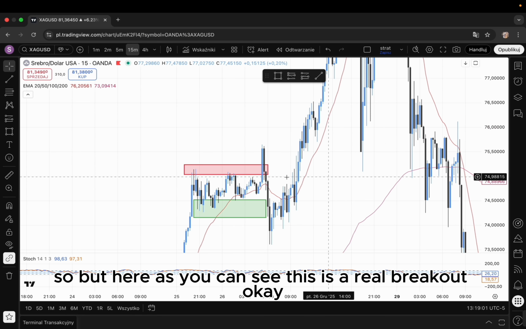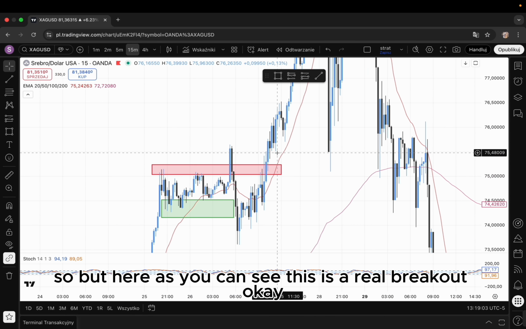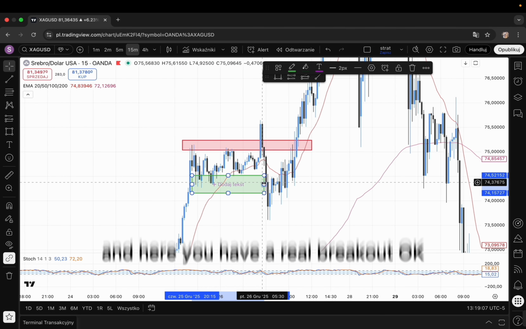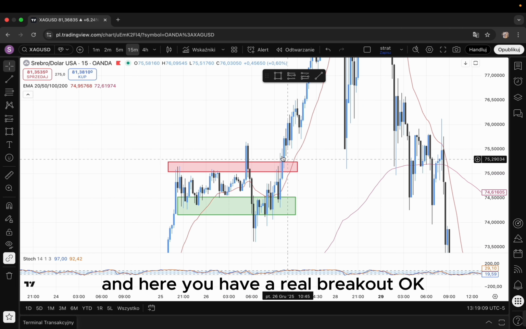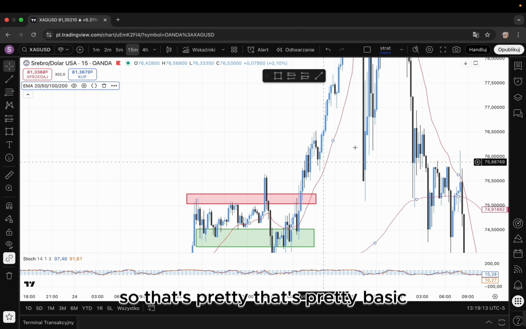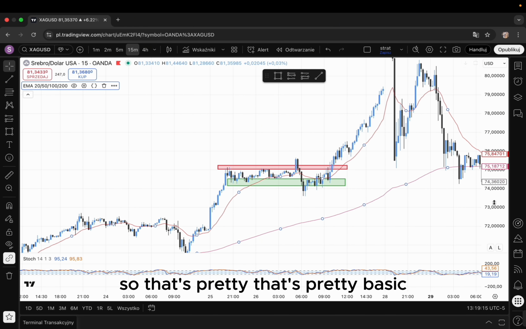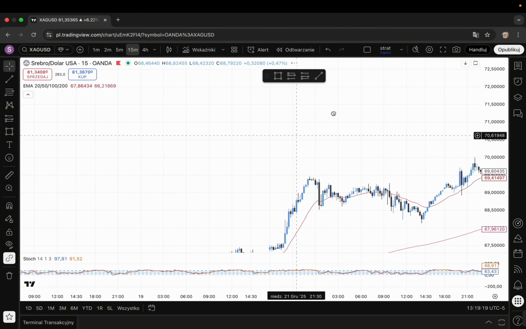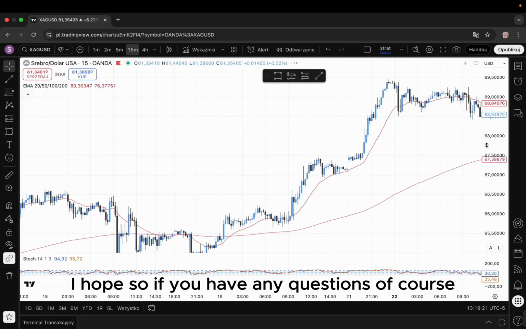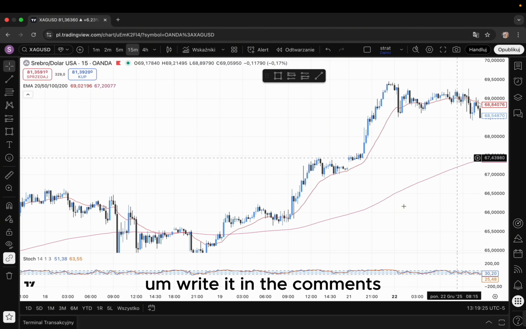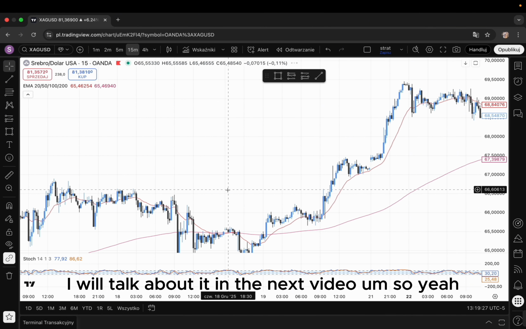But here, as you can see, this is a real breakout. Here as well you have a fake out, and here you have a real breakout. Price breaks and it goes up. So that's pretty basic. It's not that hard to understand, I hope. If you have any questions, of course, write them in the comments. I will talk about it in the next video.